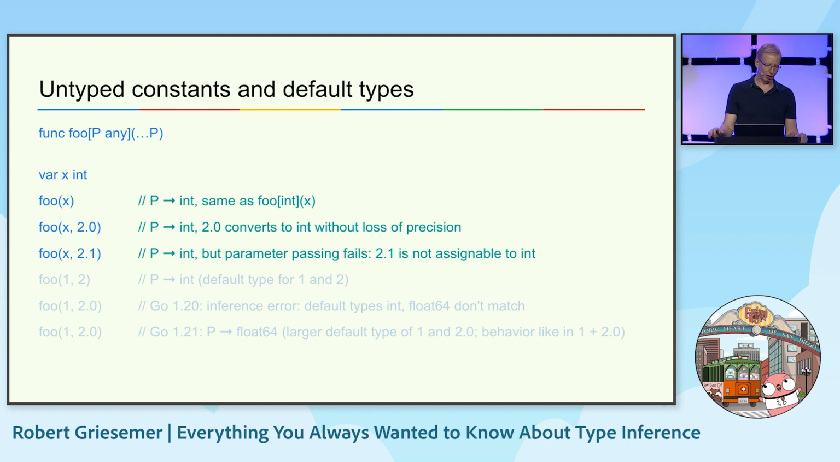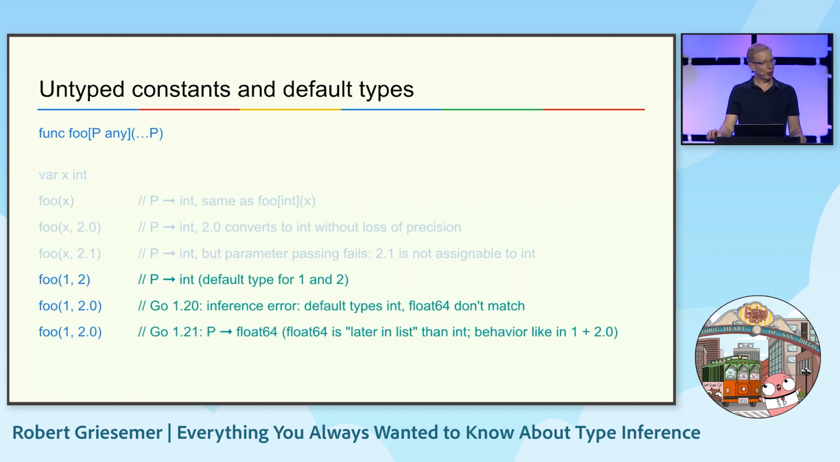So 2.0 is being converted to an integer. That works. The 2.1 cannot be converted to an integer, and so this is going to lead to a compile time failure. But it gets more interesting with the last three calls to foo.